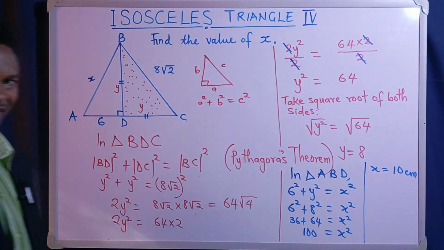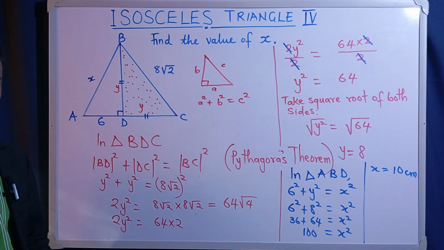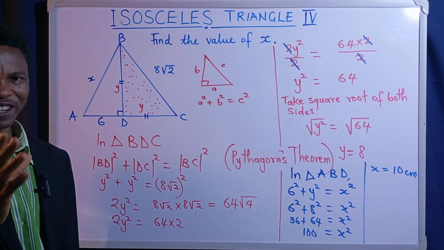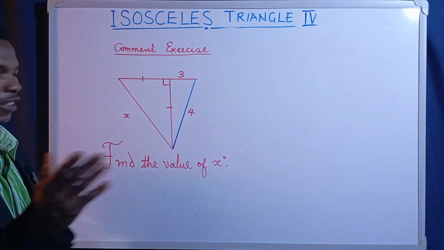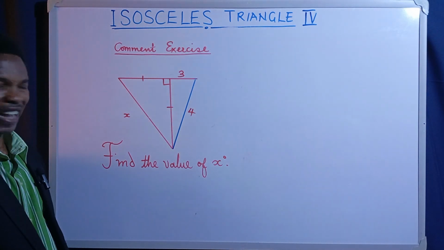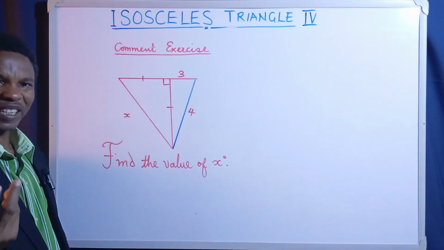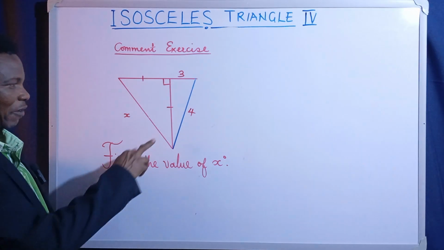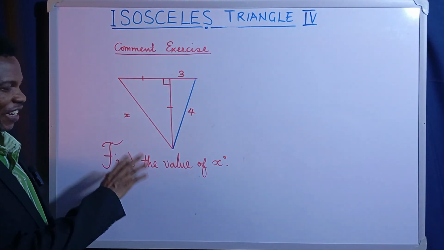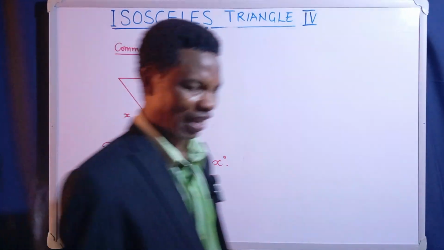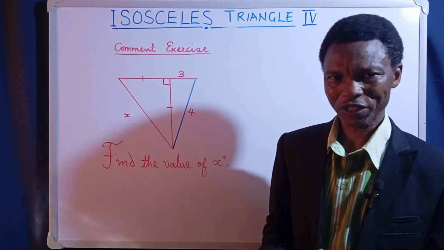So this is solved. Next, I'm going to give you a simple exercise that you will solve for me. This is the comment exercise for you. Having listened to lesson number 4 on isosceles triangle, I want you to try this, and then write your answer in the comment section of this video.